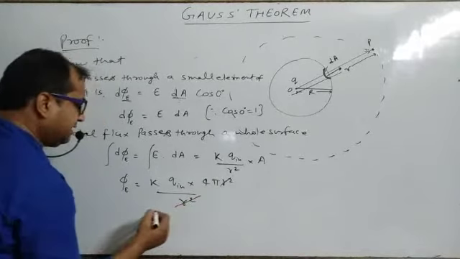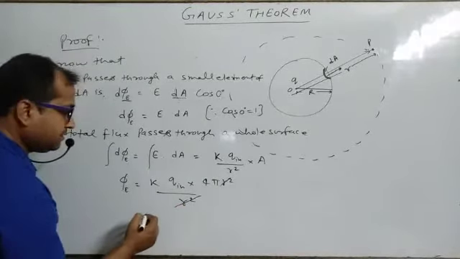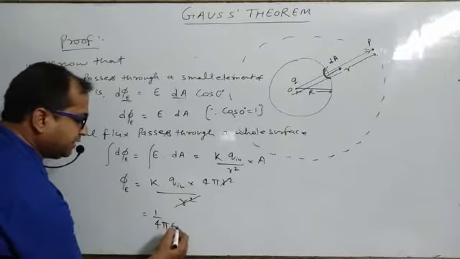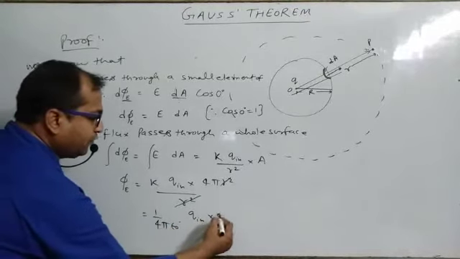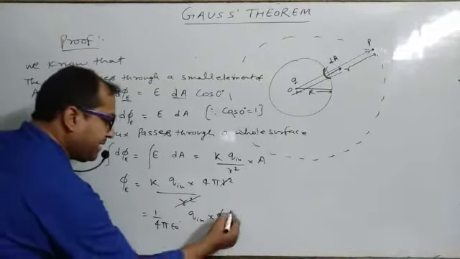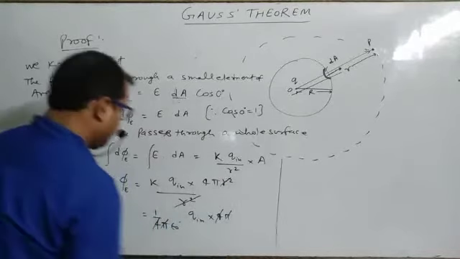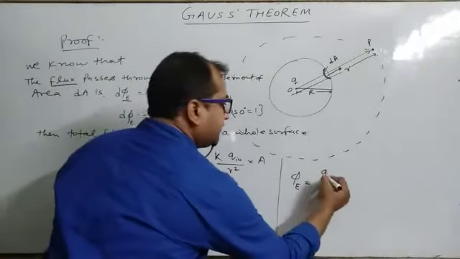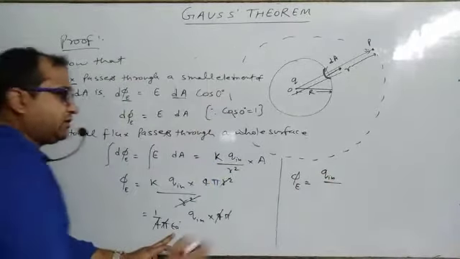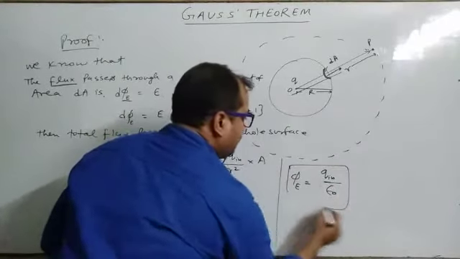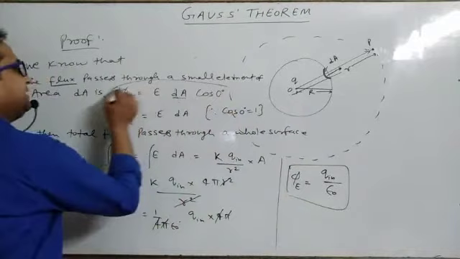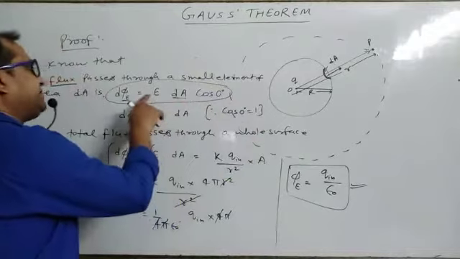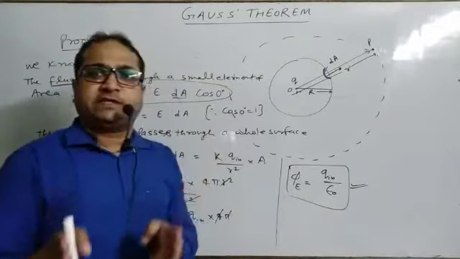r square will be cancelled, and the value of k is 1 by 4 pi epsilon naught. Q inside into 4 pi, the 4 pi cancel each other. Hence, phi E equals Q in by epsilon naught. This becomes the proof. This is the general formula, and this is the Gauss theorem. Left hand side is equal to right hand side, so both definitions are correct.